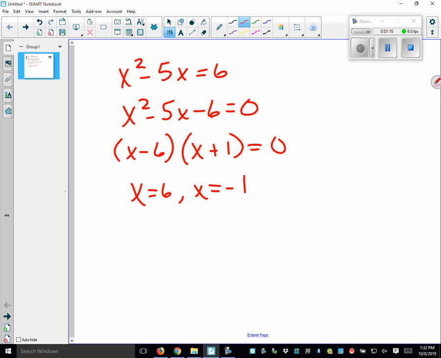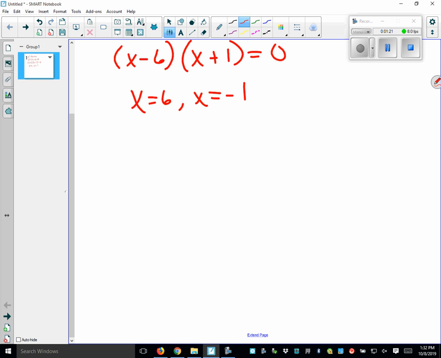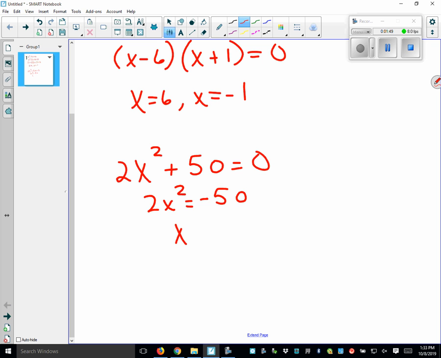Everybody know what that means? The second one says solve using the square root property. If I tell you 2x squared plus 50 equals 0. Square root means I've got to get the x squared by itself. How do I do that? So 2x squared equals negative 50. X squared equals negative 25. What is x? Plus or minus 5i?